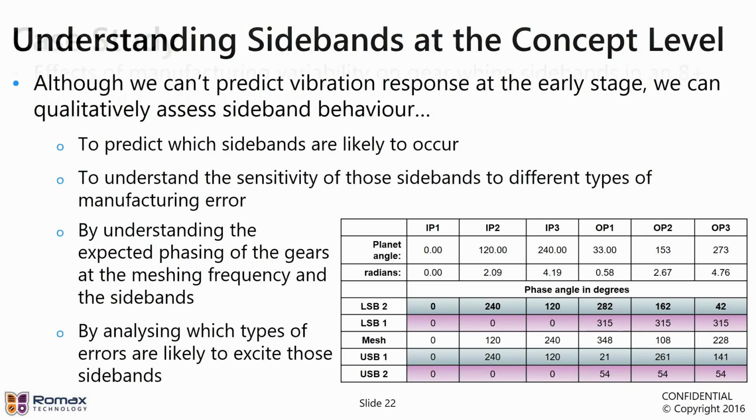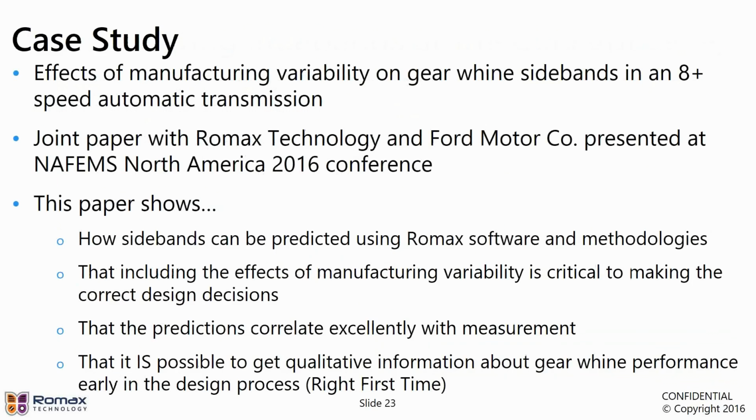So I'm now going to go through a case study on the effects of manufacturing variability on gear whine sidebands in an automatic transmission which has more than 8 forward speeds.